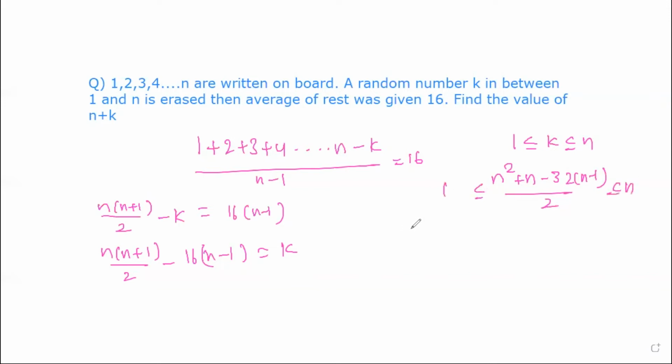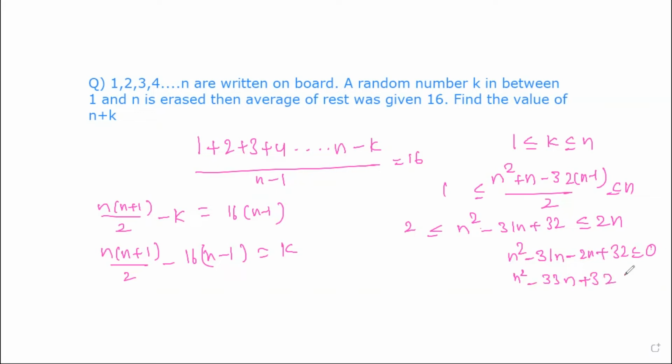So further simplifying this, 2 is less than or equal to n square minus 31n plus 32, which is less than or equal to 2n. So on solving one side, n square minus 31n minus 2n plus 32 is less than or equal to 0. So this equation has two roots and it's less than or equal to 0: n square minus 33n plus 32 is less than or equal to 0.